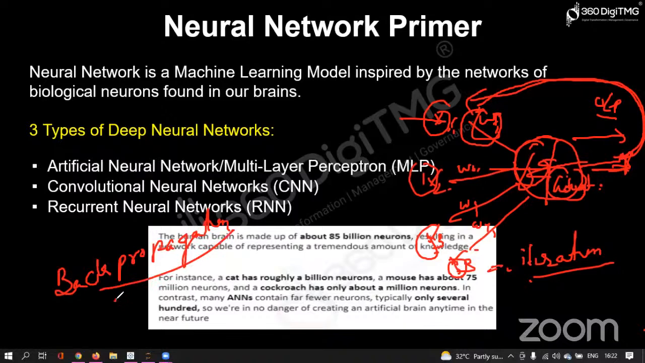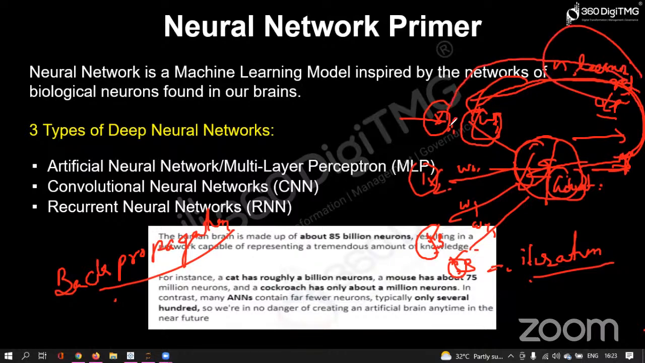So what is back propagation? Whenever we are having the error, that error is again supplied to the input, the weights are getting adjusted, and the error will be decreased. This is called the learning rate also.